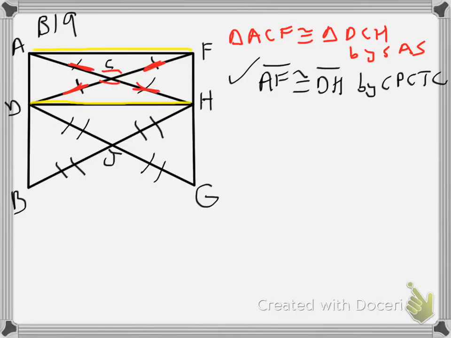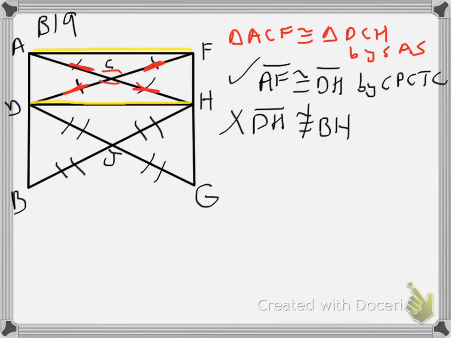Okay, the next thing I want to check is, are DH and BH the same? DH and B to H. And it turns out no. DH is not congruent to BH. Okay, that's not true.